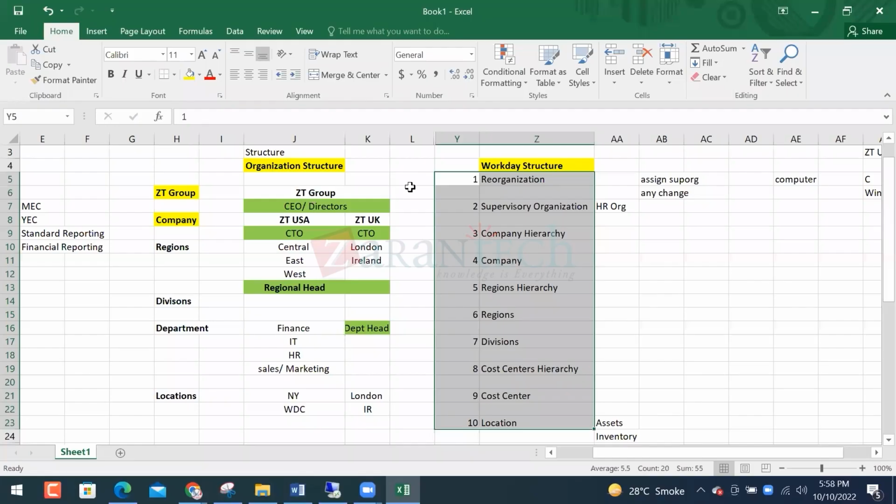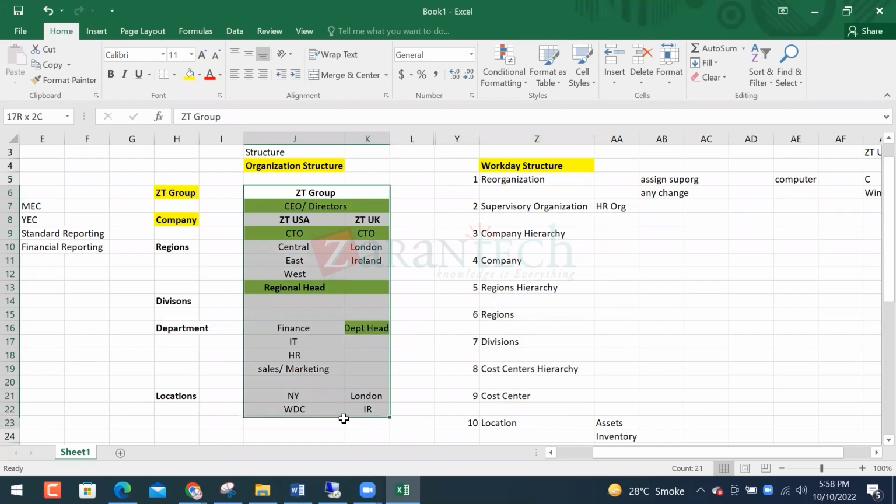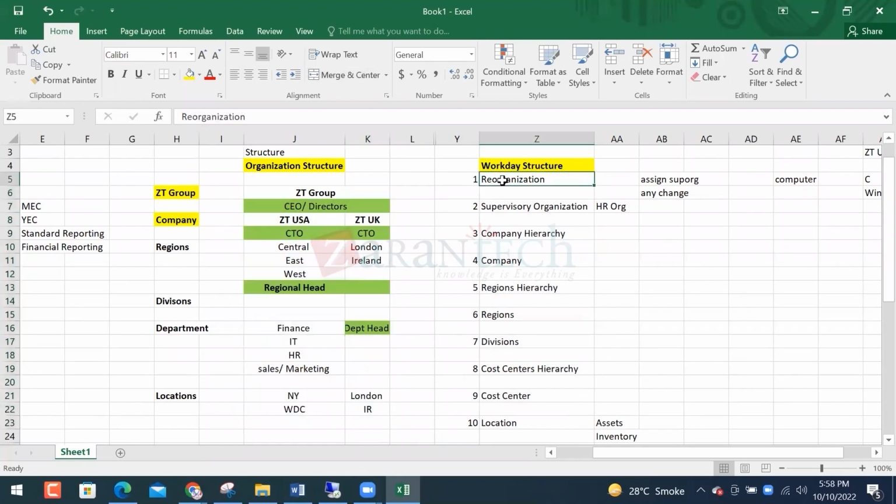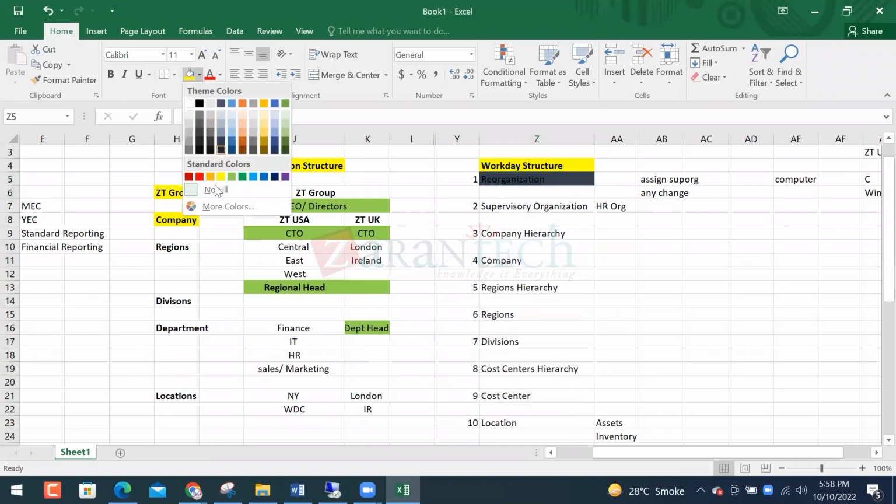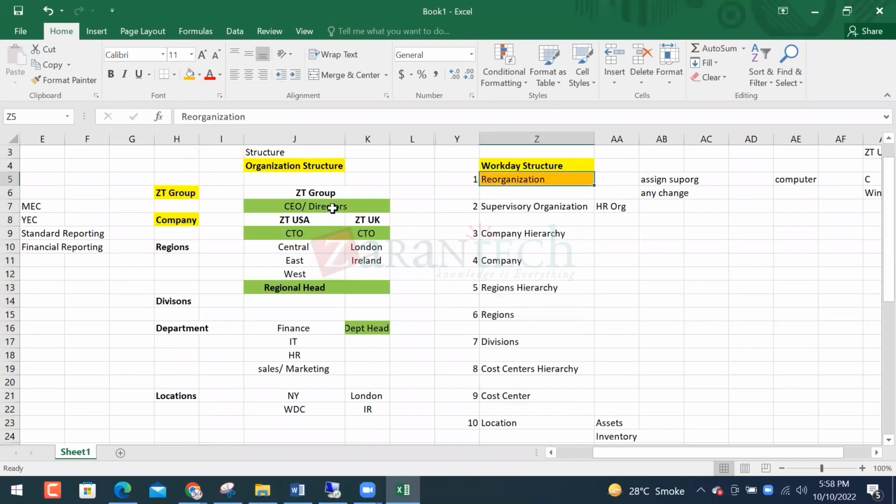But right now, first of all, if I want to map this one, reorganization is never mapped with the organization structure. It is all alone, a folder that you will create. So this is a Workday-only setup. Now the supervisory organization can fit in this way, this level, or this level. It's up to you how you fit in this thing.